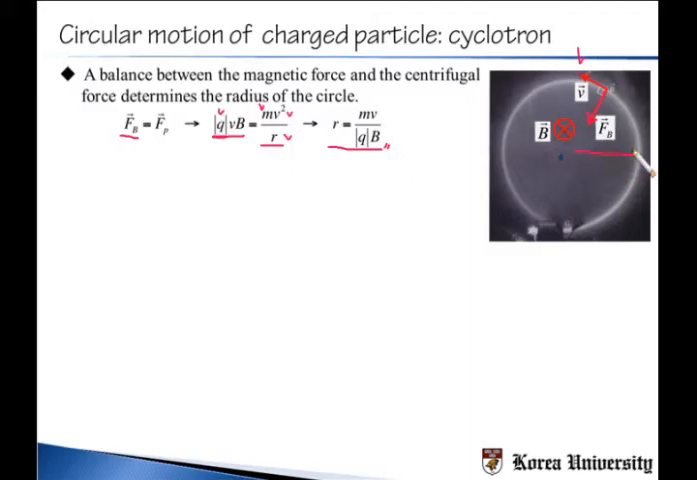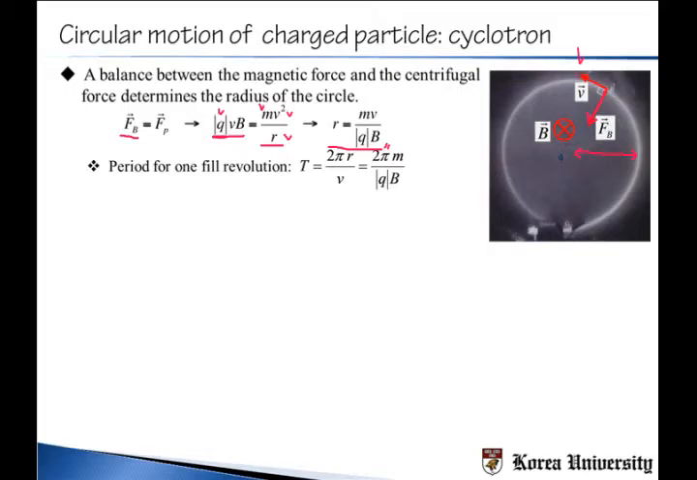This much will be the radius of the circular motion. It is mv divided by qB, okay? So what does it suggest? For the same particle moving at the same velocity, if you increase the size of the magnetic field, then the radius will decrease, right? And for the same magnetic field and same mass, if the initial velocity is larger, then the radius will also become large. This is what you can figure out from this equation, and there are many other things we can learn.